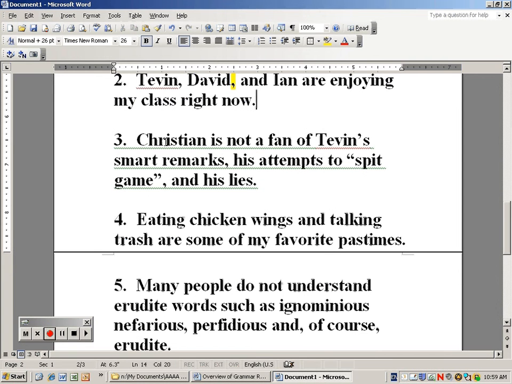All right, number 3. Christian is not a fan of Tevin's "smart remarks", his attempts to "spit game", and his "lies". What is actually wrong with this sentence is that the comma is placed outside of the quotation mark, whereas it should fall inside of it. So I've typed in the new one and got rid of the old one, and all we did was make sure that the comma was tucked inside of the quotation marks.